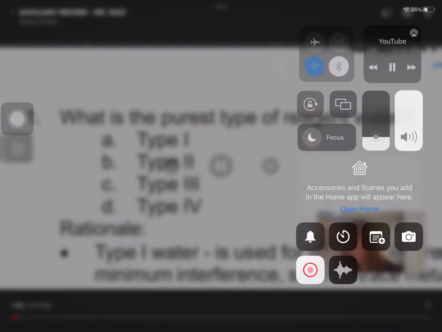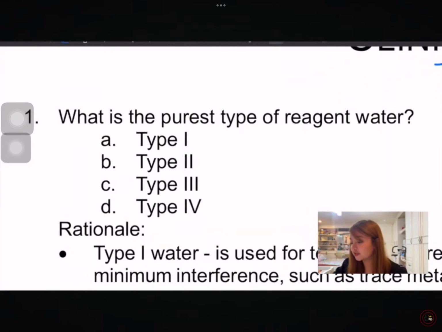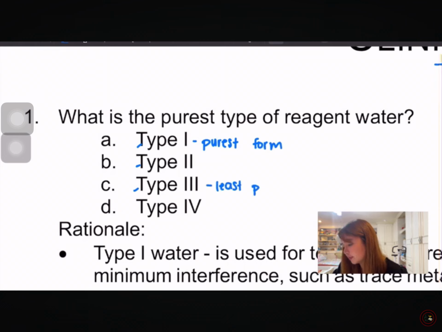First question, which is a relatively easy question: what is the purest type of reagent water? If you've read the book or if you've read Bishop, alam nyo na meron three types of reagent water: type 1, type 2, and type 3. Type 1 is the purest form, while type 3 is the least pure.